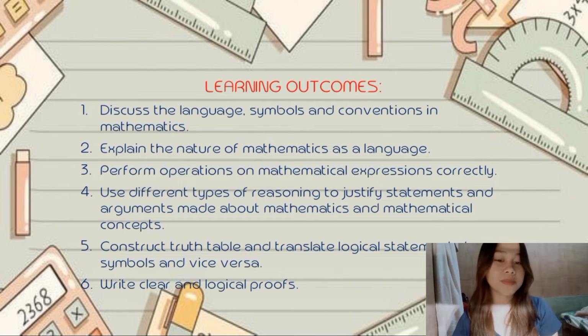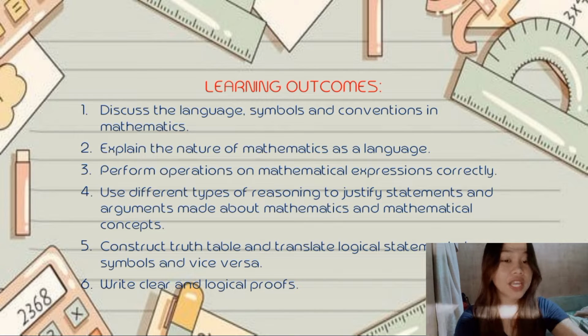So the learning outcomes are: first, we're going to discuss the language, symbols, and conventions in mathematics. Second, explain the nature of mathematics as a language. Third is to perform operations and mathematical expressions correctly. Fourth is to use different types of reasoning to justify statements and arguments made about mathematics and mathematical concepts. Fifth is to construct truth tables and translate logical statements to symbols and vice versa. And lastly, we're going to write clear and logical proofs.